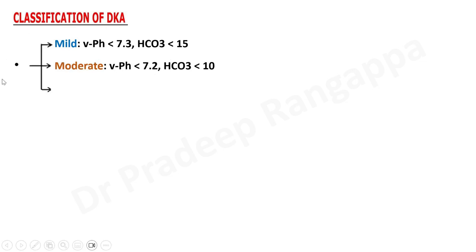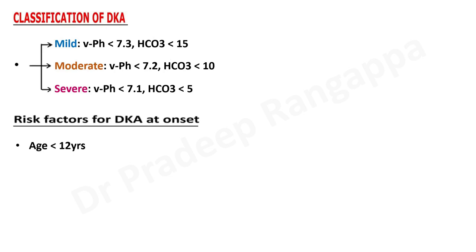So moderate is where your venous pH is less than 7.2 and bicarbonate is less than 10. Severe is where venous pH is less than 7.1 and bicarb less than 5. So very easy to remember. Obviously, this year they had asked this question, so it's good to write these components.